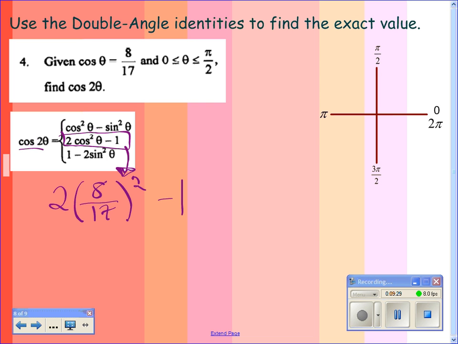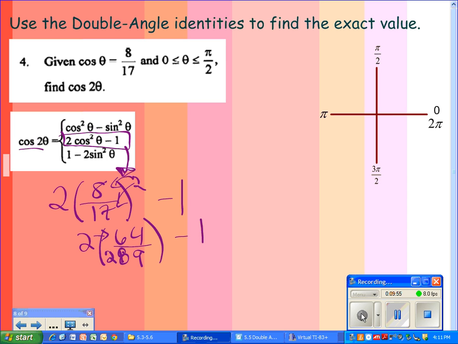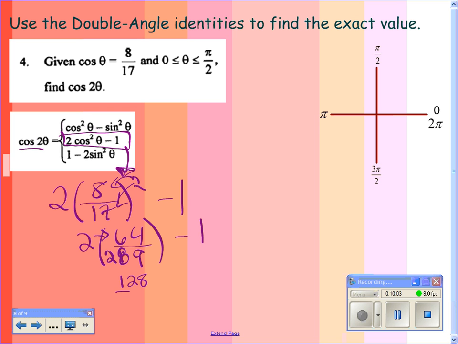Okay, 8 over 17 squared, remember, distribute to your numerator and your denominator, so that gives us 2 times 64 over 289, parentheses, minus 1. Okay, we're going to multiply straight across. 2 times 64 is 128, over 1 times 289 is 289.